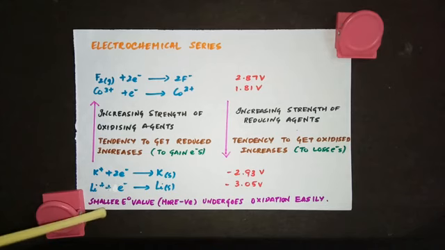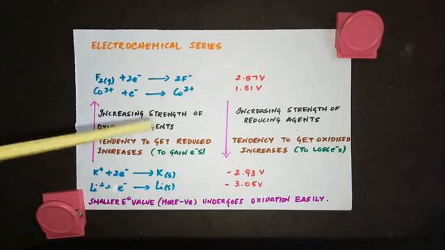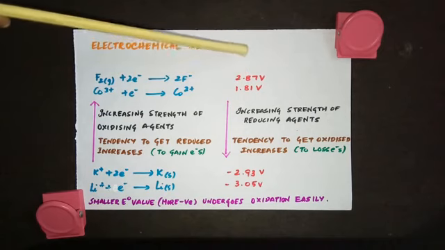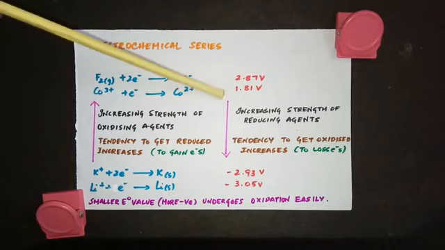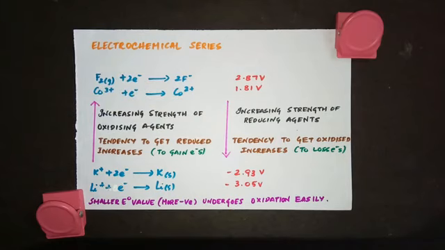And look at this sentence that I have written: smaller E naught value, which means more negative, which means it can undergo oxidation easily. So at the top of the series, they can undergo reduction easily. As you move down the series, they undergo reduction at a slower rate, which means they undergo oxidation easily.